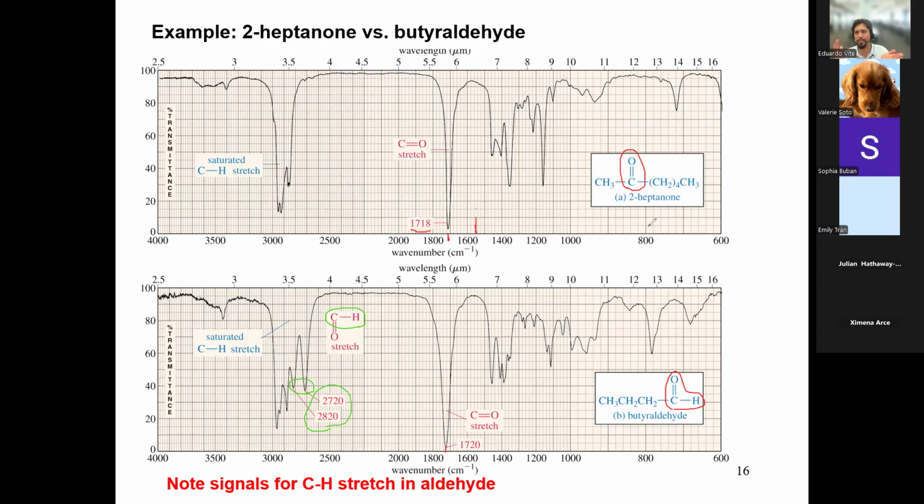And again, this is a general region. That doesn't mean they're always going to be exactly at those numbers, right? This is a guideline. So there's always a little additional clues that we look for to help us identify things, but we always start out by looking at 1700. Is there a carbonyl? Yes or no? If yes, what type of carbonyl is it? If no, move on to another functional group, right? You have already told me there's no carbonyls.